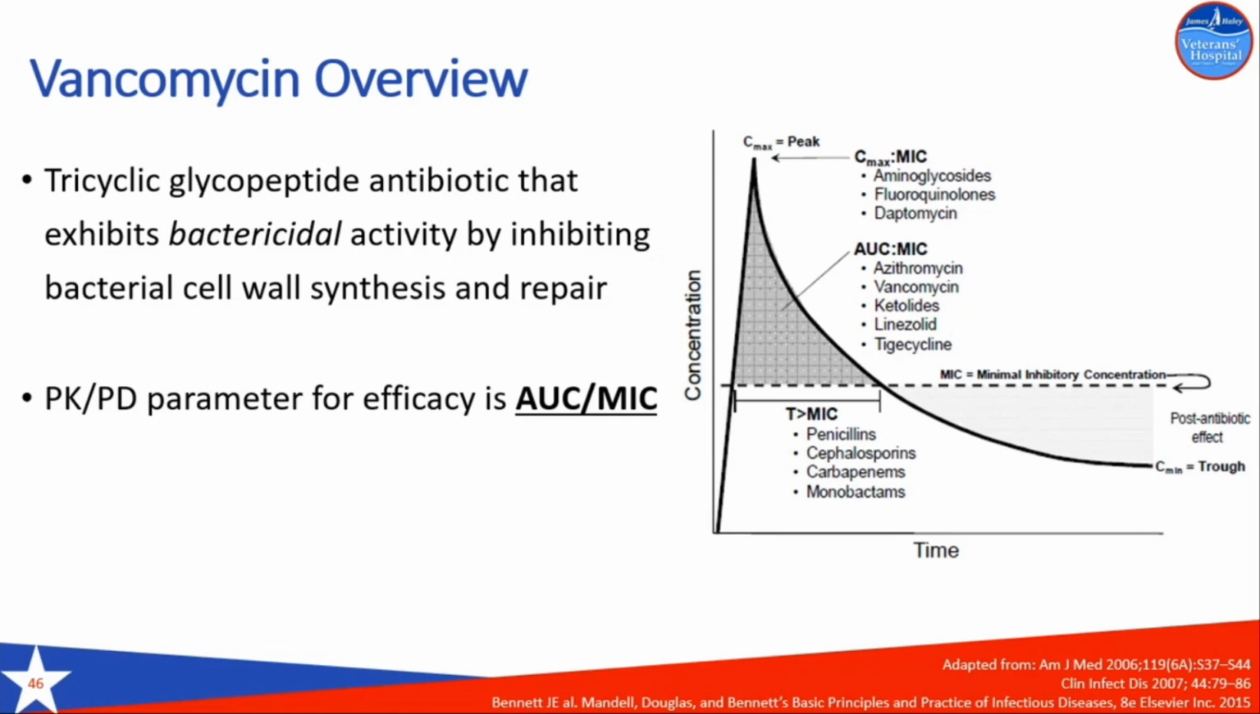We know this is a glycopeptide that exhibits bactericidal activity by inhibiting cell wall synthesis and repair. The PK/PD parameter that we're looking for here is area under the curve compared to that MIC value. So again, we have that concentration time curve on the right. So we're looking at that shaded area under the curve there as the area under the curve to MIC.